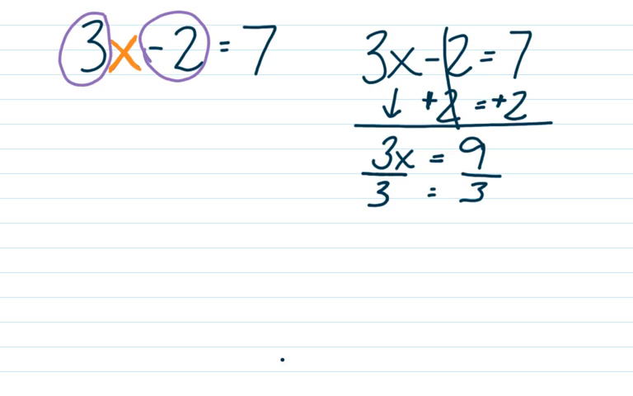Okay? So 3 over 3 is 1. And 9 over 3 is 3. And we know math. 1x is the same as just x. Okay? Pause the video. Make sure you understand what I did. If you need to see it again, go back before we do another problem.